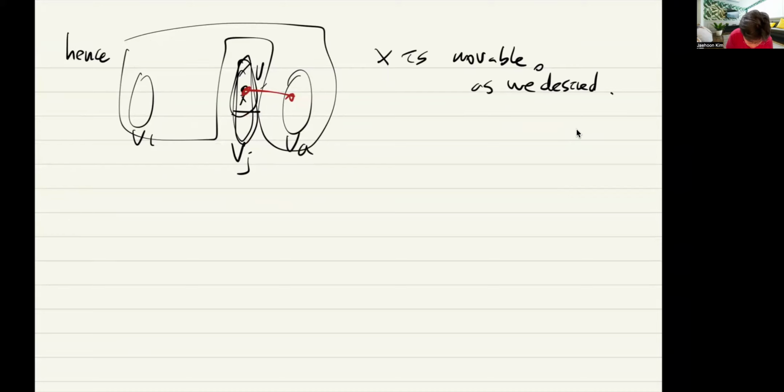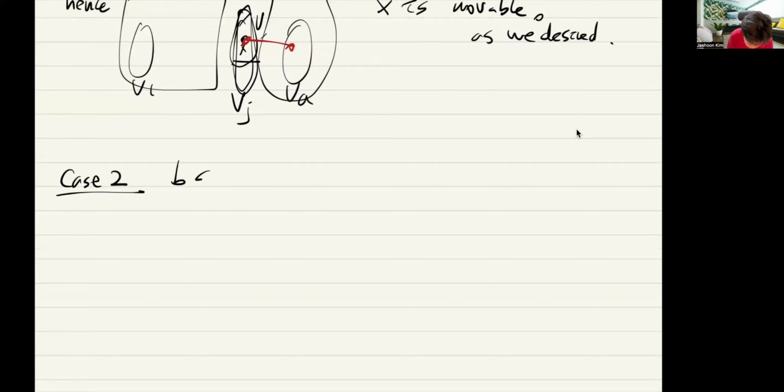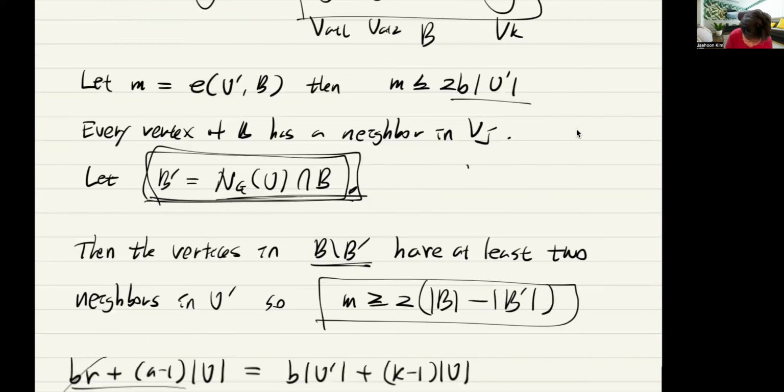So case 1 is done, and now you consider case 2. Case 2 is where P is at most A prime.